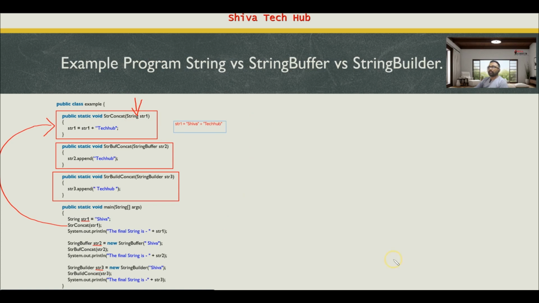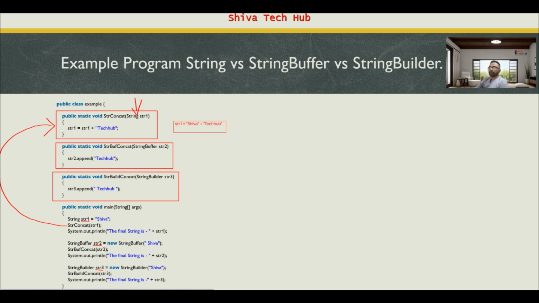The expected result, whenever you perform the concatenation operation, is that it should print Shiva take up, right? But since strings are immutable objects, it won't be printed. What will be printed? Only Shiva will be printed whenever you try to print str1. So that is how we need to understand the immutability of the String class.